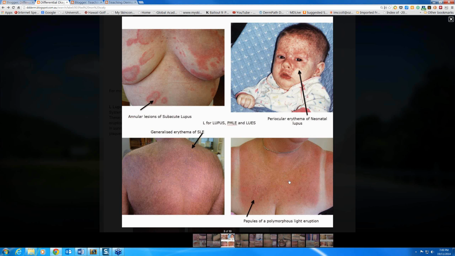But again, red, non-scaly. And you might look at this initially and say, is this a form of lupus? And certainly it's one of your differentials. But that's what the mnemonic's there for.